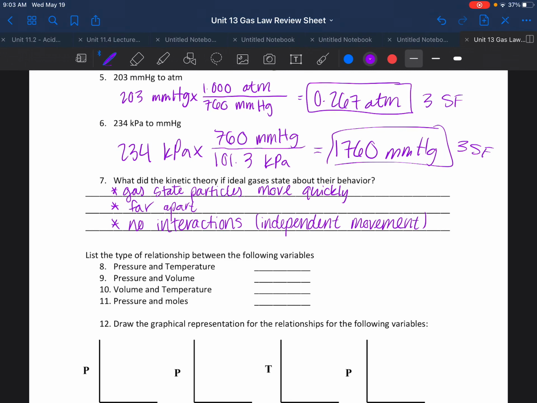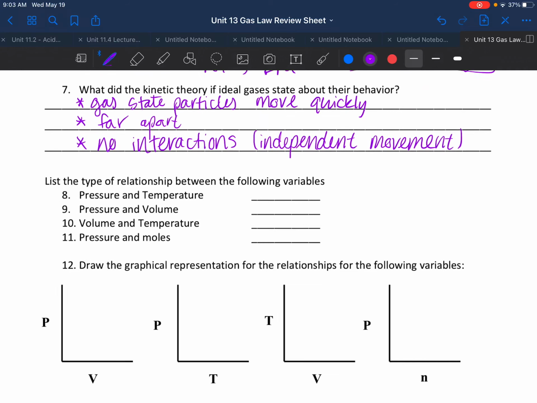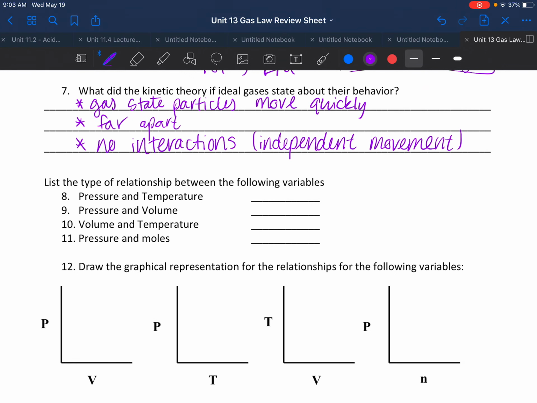Now, the next 4 questions talk about the relationship between all the variables. And then number 12 is going to be showing those graphically. So if you guys remember the PTV cards that we made, you can think about these as we're going through here. So if we are looking at the relationship between pressure and temperature, this is going to be direct.